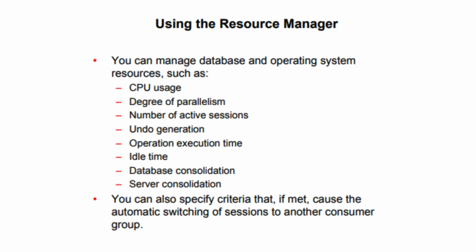Degree of parallelism limit enables you to control the maximum degree of parallelism for any operation within a consumer group. Active session pool with queuing allows you to limit the number of concurrent active sessions for a consumer group or subplan. Undo pool enables you to control the total amount of undo that can be generated by a consumer group or subplan. Execution time limit allows you to specify a maximum execution time allowed for an operation.